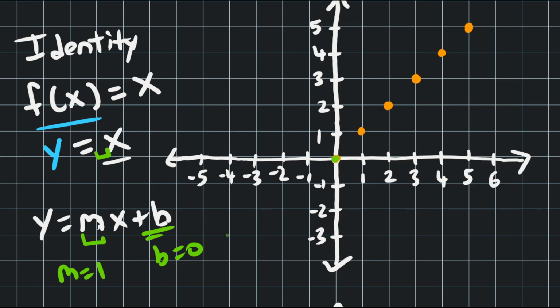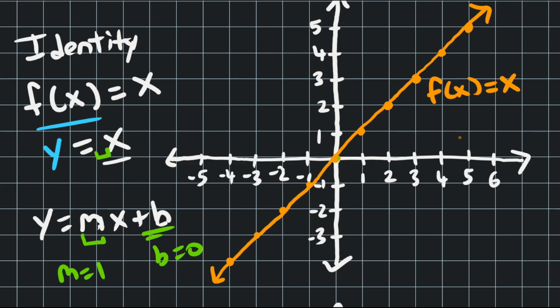That means it has a rise and run of 1 over 1. So 1 up, 1 over, 1 up, 1 over, 1 up, 1 over. And let's go the other way too, starting back at 0, 0. Down 1, down left, down 1, down left, if we go backwards. And then let's connect all these points together with a straight line. And there we go. We have drawn the function f of x equals x.